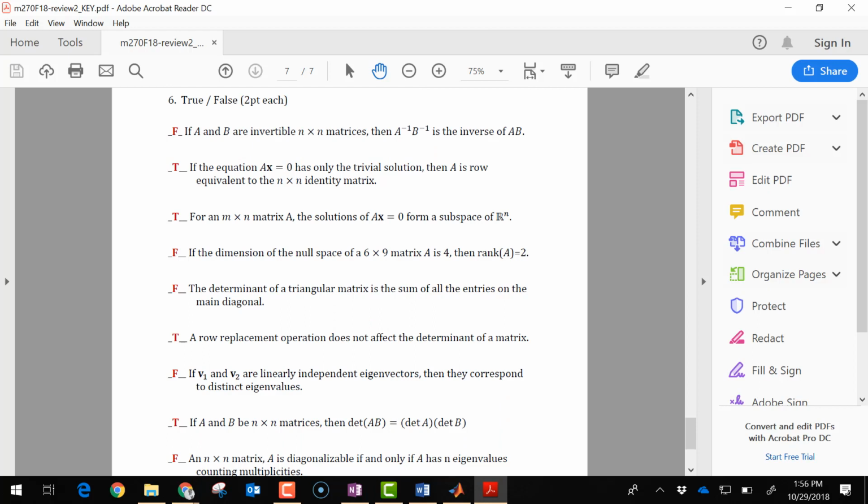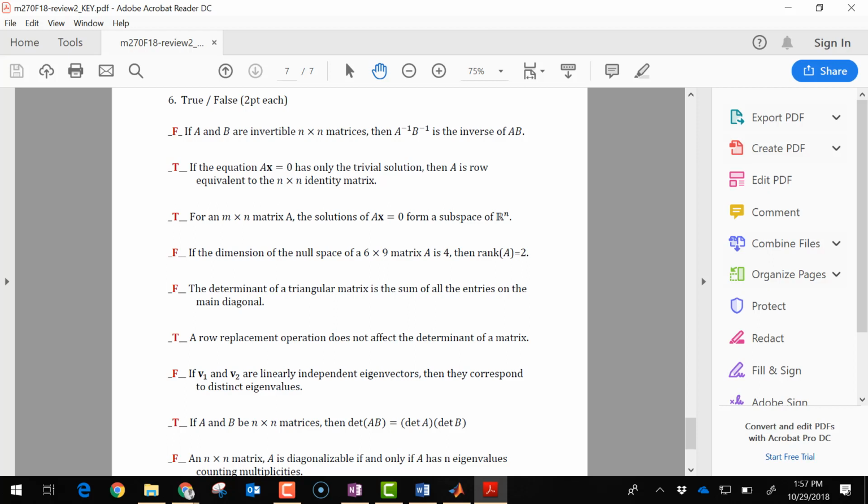So A and B are invertible. Then A inverse, B inverse is the inverse of AB. That's false because why? You have to switch the order, B inverse, A inverse. Order matters for matrix multiplication.